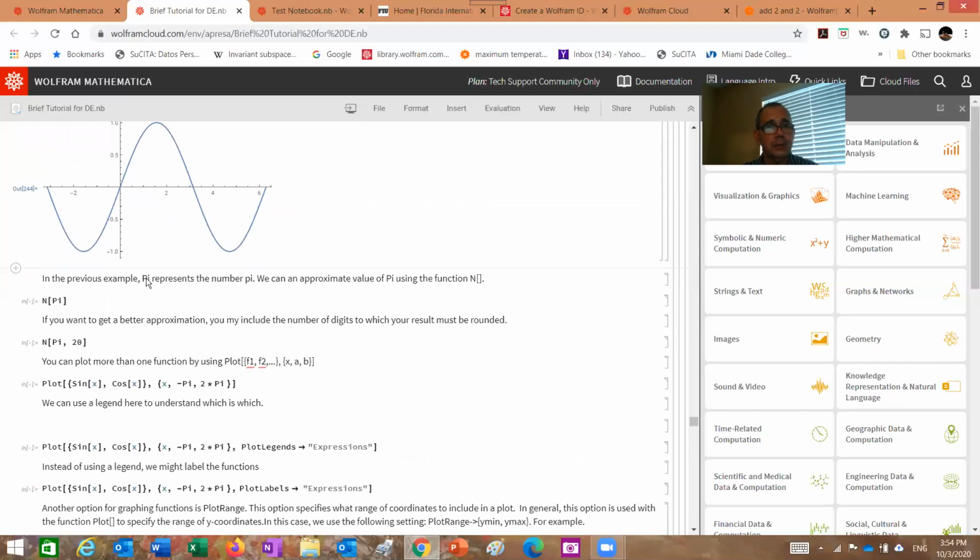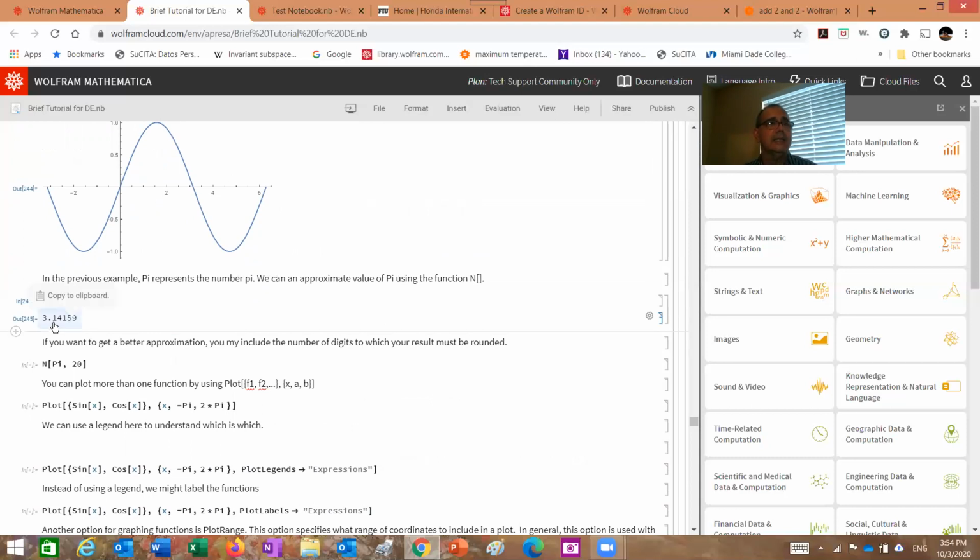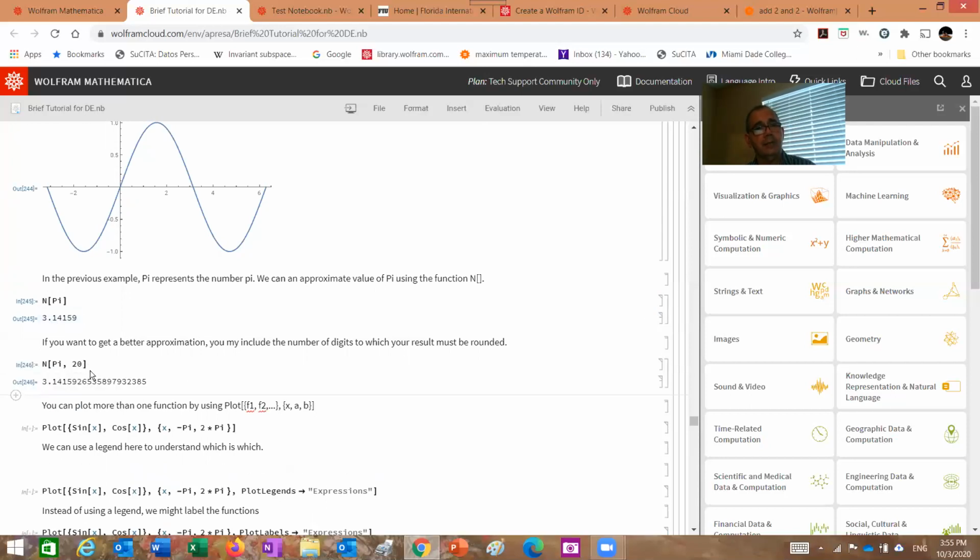And now notice that we use the symbol here, Pi, with a capital letter to represent the number pi. And we can get approximate values of pi using the function N, as we have done before. So here, N of Pi is what? You press Shift Enter, and you get an approximate value here. In this case, this is rounded to 5 decimal places. But if you want to obtain a better approximation, you enter the function N of Pi, and then 20 decimal places. So you press Enter, and you get an approximate value to 20 decimal places.